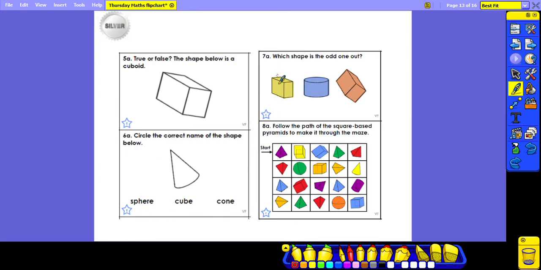Question 7A, you need to find which shape is the odd one out. And for 8A, you need to follow the path of the square-based pyramids to make it through the maze. So you start here and then you follow the path to get to the other side. But remember, you can only move across squares if they have a square-based pyramid inside them.